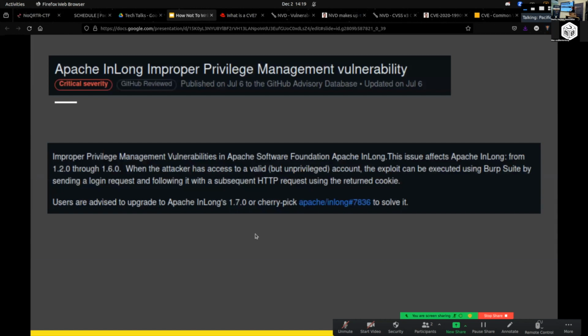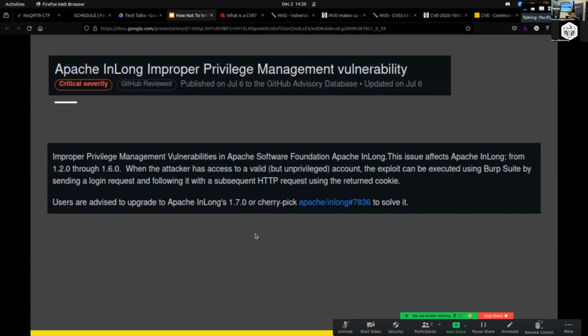Here we have Apache Inlog, improper privilege management. Apache does great disclosures. I love them. I have many of them in this slideshow. As you can see here, they only have the highest quality. Let me read this out. Improper privilege management vulnerabilities. Okay.